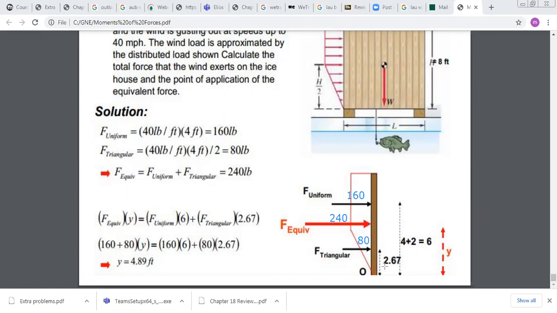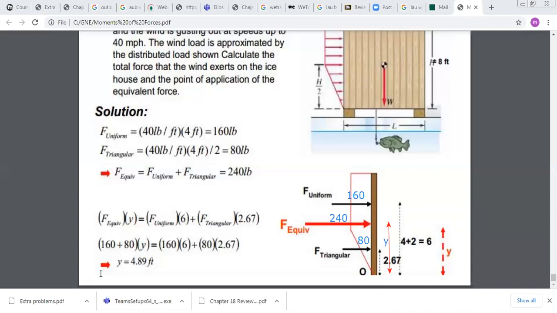So what is the distance? I should find the distance between O and F resultant. This distance, I call it Y. In order to find Y, you should apply the second condition, which is that the moment of this force about O should be equal to the total moment of the other forces about O. How do you calculate the moment of F equivalent about O? You multiply the distance by the force. So the moment of F equivalent is 240 times Y.